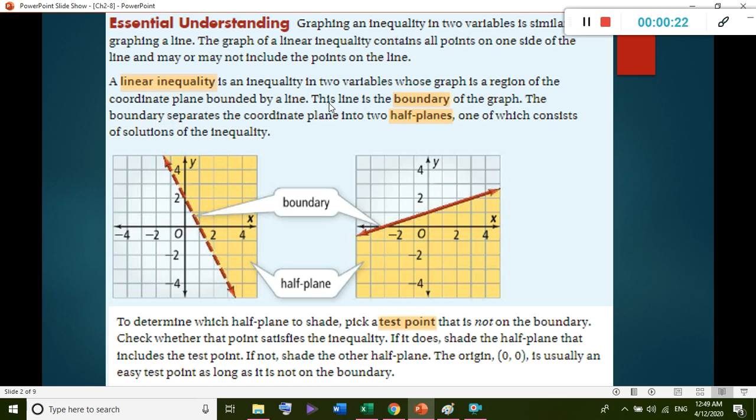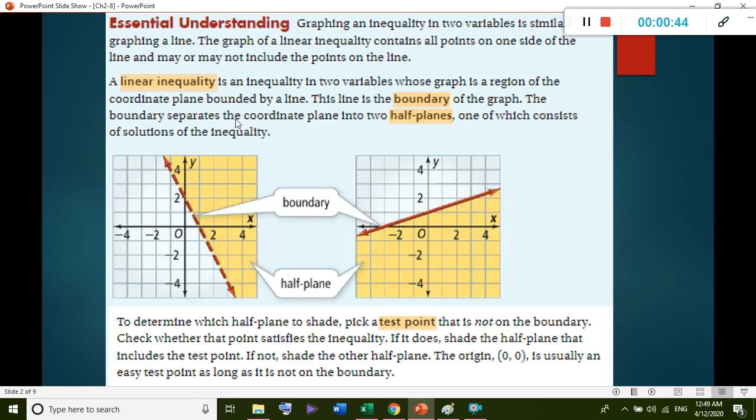by a line. This line is the boundary of the graph. It's called the boundary. How to get the boundary? We're going to have an inequality, then we're going to assume some values for x and find the answers of them for y. Then we're going to plot the points over here and then make a line.